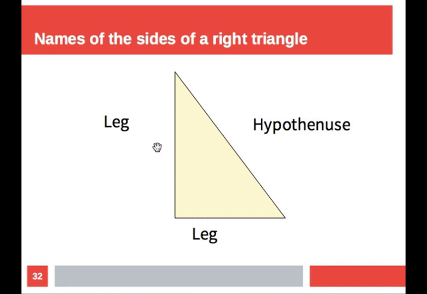And we also have the shorter sides, which have a weird or funny name. They're legs. These are the legs of the right triangle.